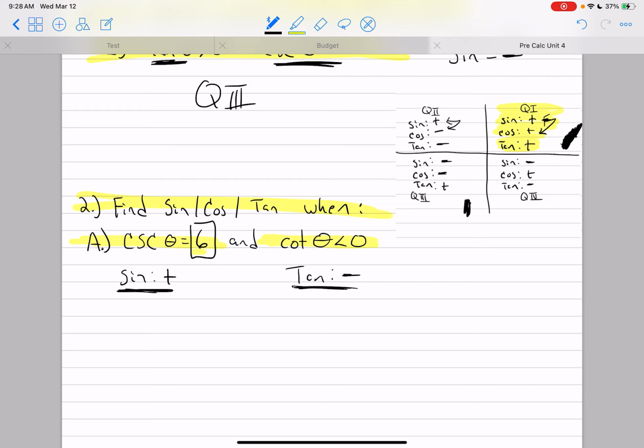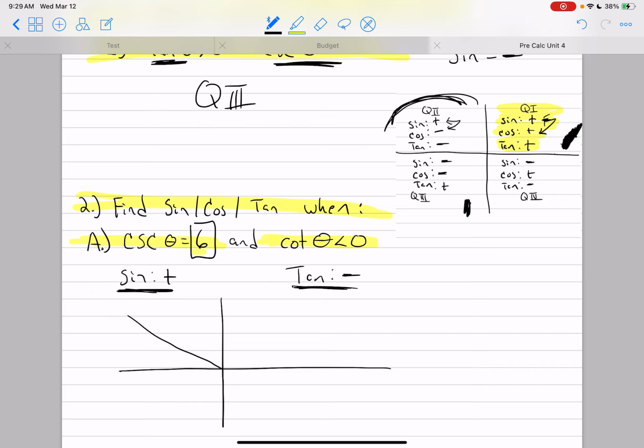Sine is positive, tangent is negative. Oh, that looks like quadrant 1. No, lying. Sine is positive, tangent is negative. That looks like quadrant 2. Sine is positive, tangent is negative. So I'm going to draw this thing in quadrant 2. Boom, boom.